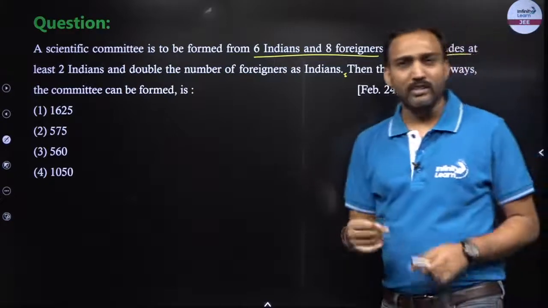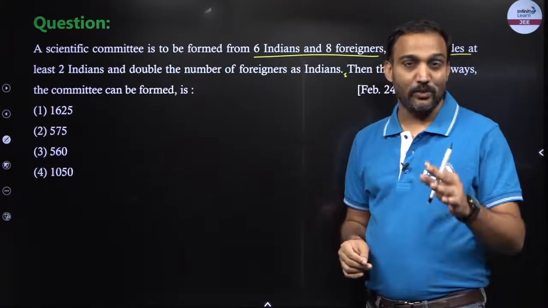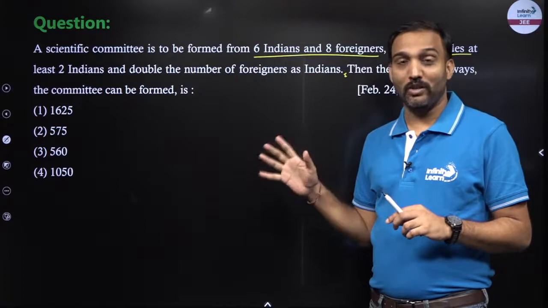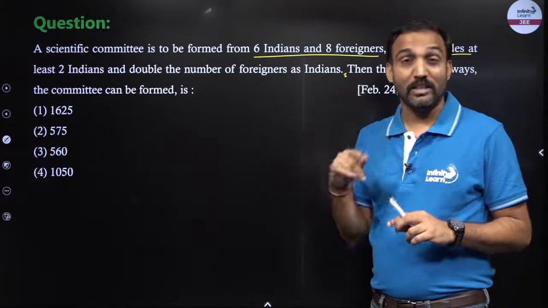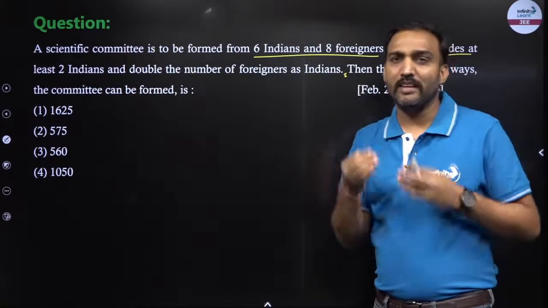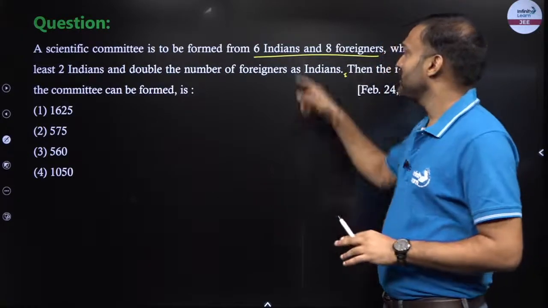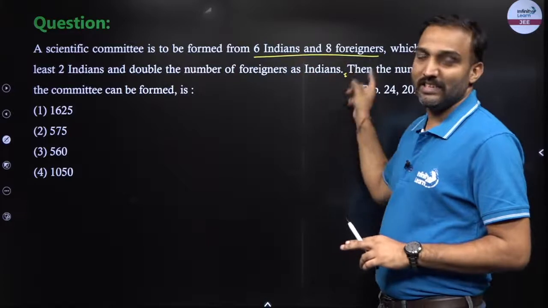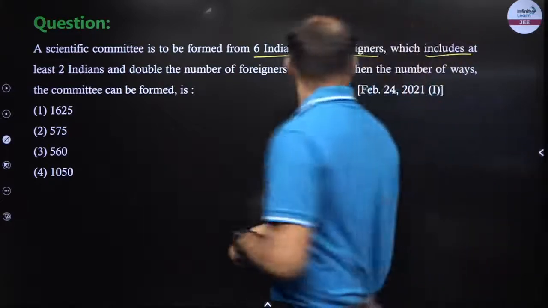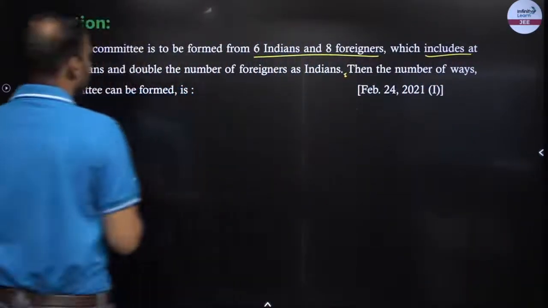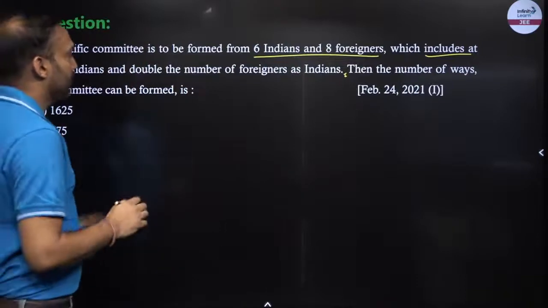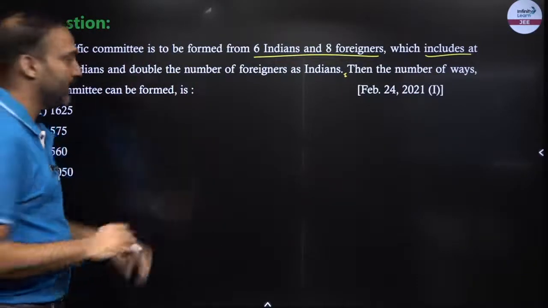So the number of foreigners will depend upon the number of Indians that you take, right? So I got my logic that I have to fix the number of Indians first. Once I fix the Indians, then only I can get the number of foreigners. If I get the number of Indians and the number of foreigners, then it's just a game of selecting from 6 and 8. Is there anything else? No. Right? So the number of committee members is not given.